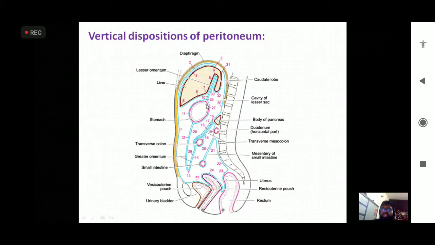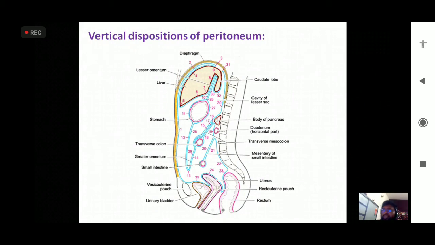It is accommodating the stomach, the liver, the pancreas, the small intestine, the large intestine, the rectum, all the structures are now being accommodated within the folds of the peritoneum. This is called the vertical disposition of the peritoneum.